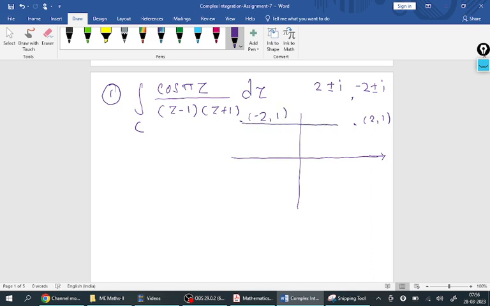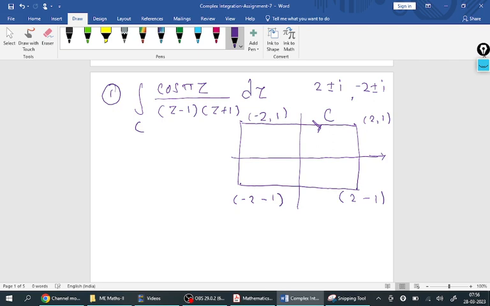Okay, so we have the straight line here. Then the next vertex is minus 2, minus 1, and the last is, say, 2, minus 1. So this is the last vertex. Again, we have the straight line here. So this is the rectangle, and that is the curve C. So this one is our curve C.